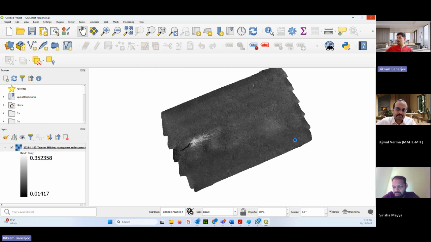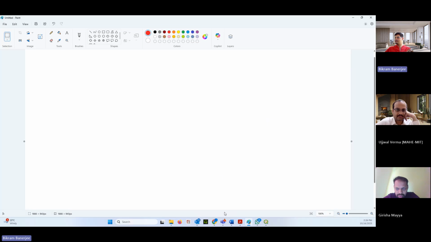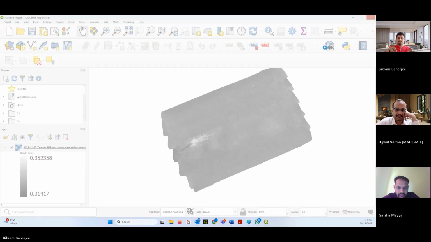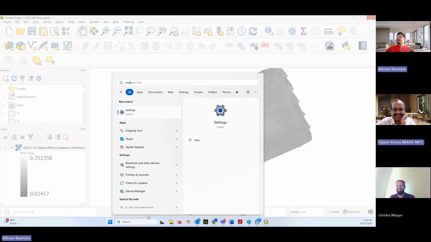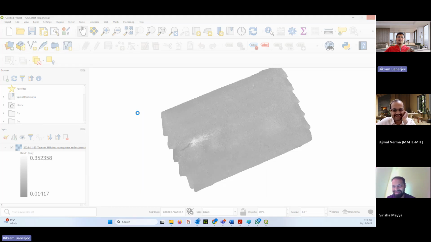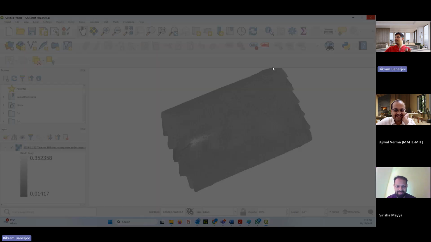Hmm. So let's see if I can explain again. There may be several ways to do it. Looks like my computer is getting slow with Teams and QGIS running. Today my workstation is not working because I usually log into my remote workstation, which is a bit more beefy compared to this one.